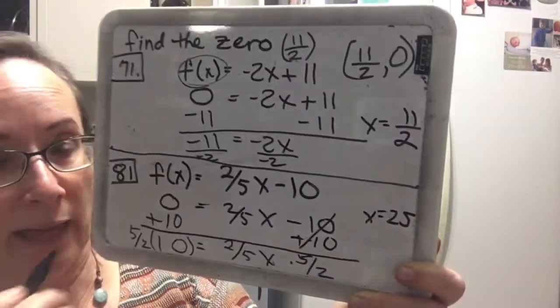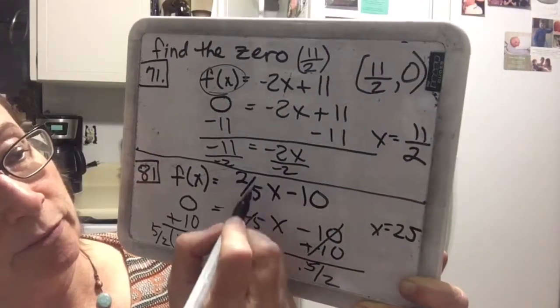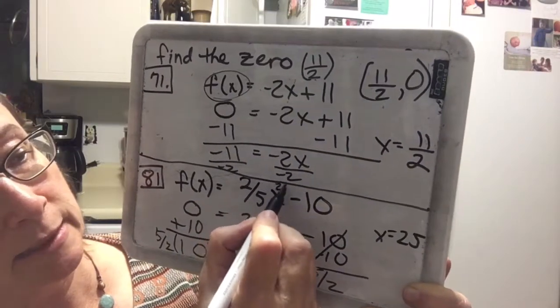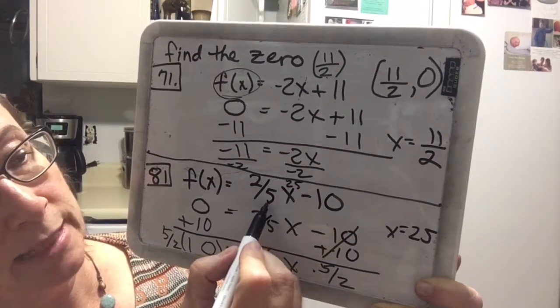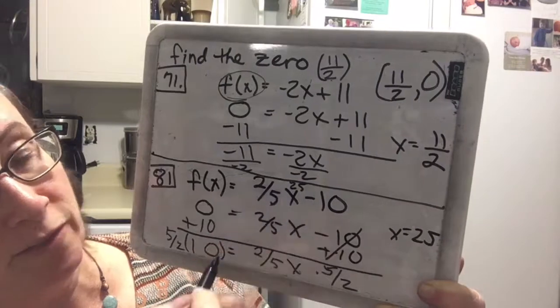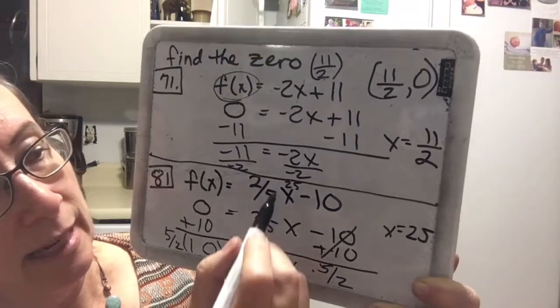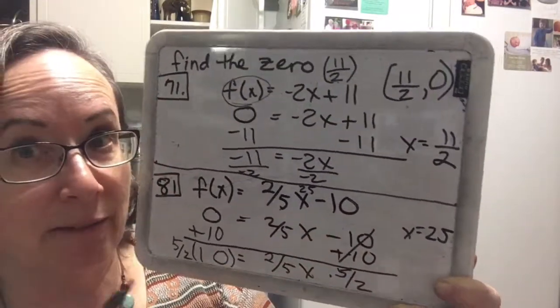Okay, so if I check that and I plug in 25 with the x, then the 25 will cancel the 5, and 2/5 of 25 is 10. And 10 take away 10 is 0.